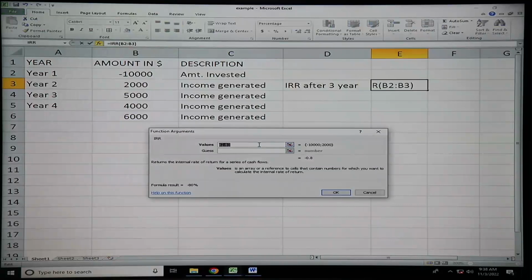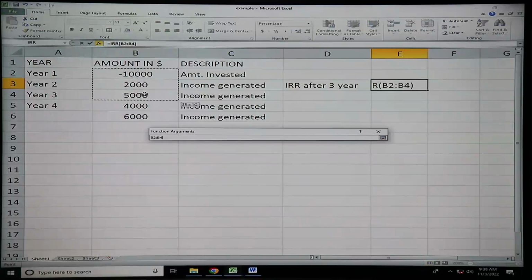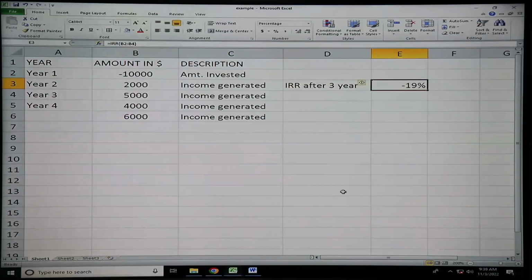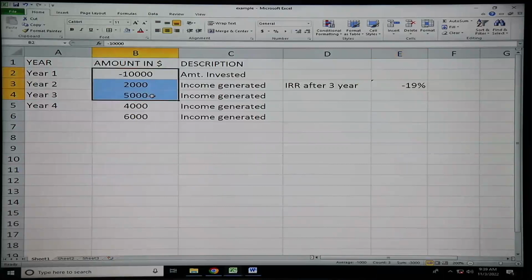Let's insert it again. We're supposed to move up to the third, that is the third year. The income generated, the IRR for the third year, is supposed to be 19%. So you move up to the third year to get these amounts.